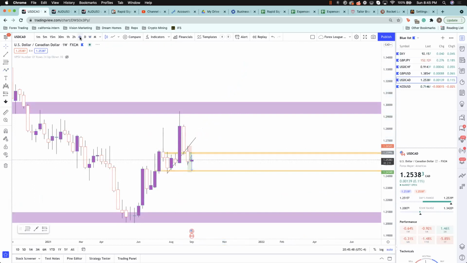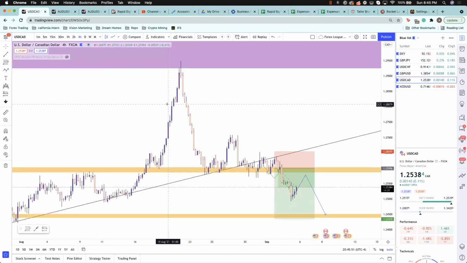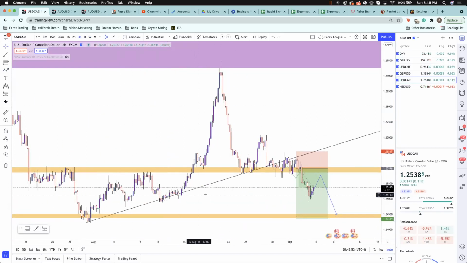And then coming down to the 4-hour, we had been in an uptrend. We had our trend line.